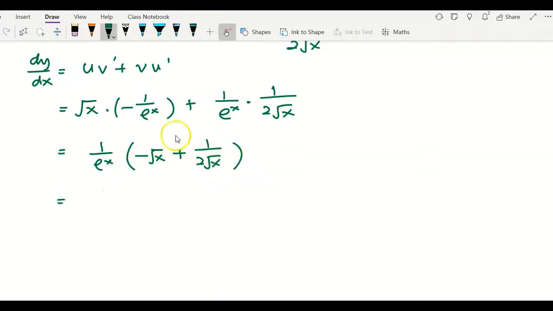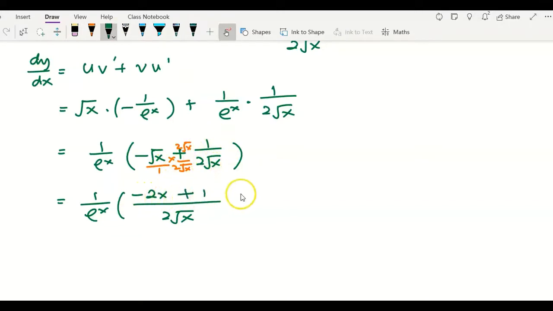What we can do now is, you can see that inside the bracket, we can equate the denominator. Originally this is over 1, so now I want to make the denominator 2 square root of x. So this needs to be multiplied by 2 square root of x over 2 square root of x. Finally, I will get negative square root of x multiplied by 2 square root of x, which gives negative 2x, and this one you got 1.